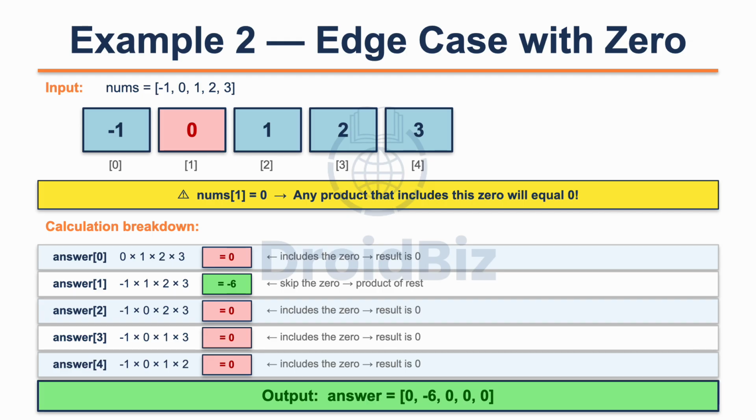For answer at index 4, we skip 3 and multiply -1 times 0 times 1 times 2. 0 is included, so the result is 0. Our final output is 0, -6, 0, 0, 0. Remember, we cannot use division to simplify this. Our algorithm must handle zeros correctly on its own. Let's now look at the brute force approach.